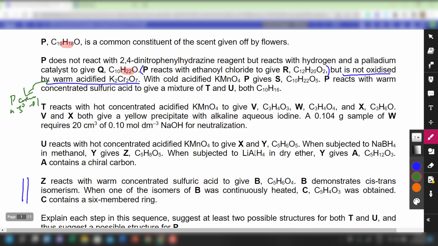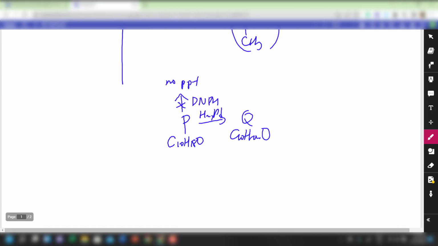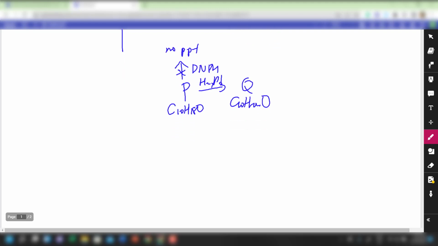Why does it tell us that it contains a tertiary alcohol? Because number one, it's able to react with ethanoyl chloride. What is ethanoyl chloride? Ethanoyl chloride is the more reactive version of ethanoic acid, which allows reaction with alcohols to give an ester. So from here I can also conclude that R is an ester. The reaction between P and ethanoyl chloride is a condensation reaction. And because it's not being oxidized, it cannot be a primary or secondary alcohol. So this is a very important clue. I will not attempt to write down everything. From here I will just jot down some of the important things I've taken note of.